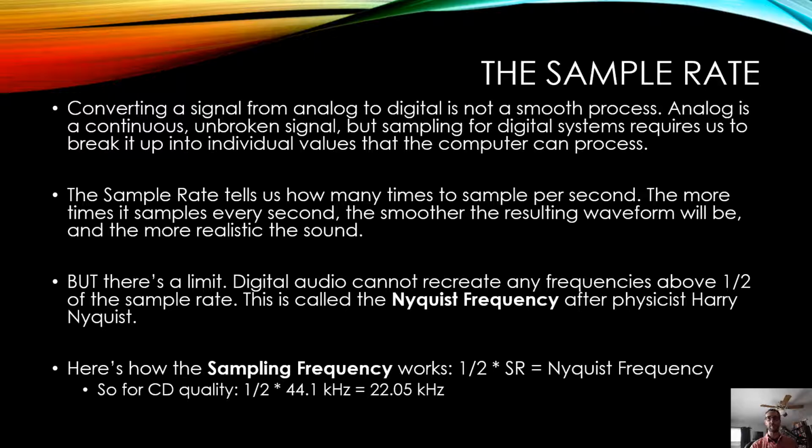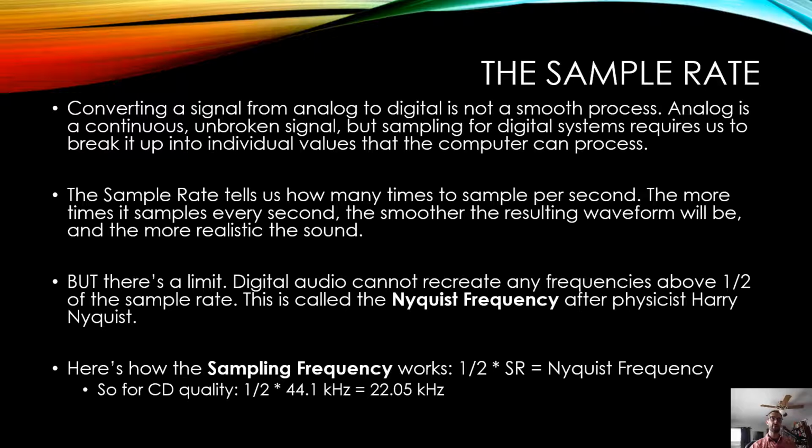If we sample at a really low rate, we're going to have stepped values that are going to go up like that and kind of create a pyramid type shape, but not necessarily a nice, smooth, continuous curve. As we increase the number of samples, we get a closer approximation of that curve. But there's also a limit. Digital audio cannot recreate any frequency above half of the sample rate. This is called the Nyquist frequency after the physicist Harry Nyquist, who discovered this property.